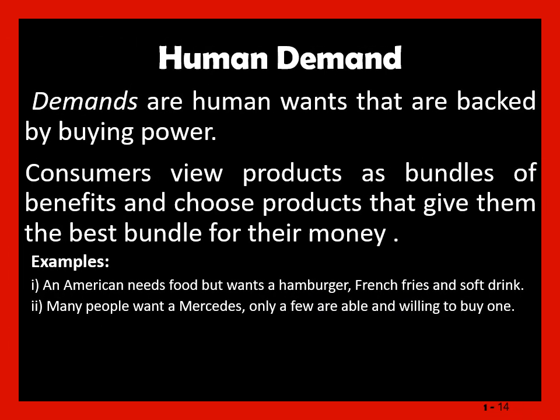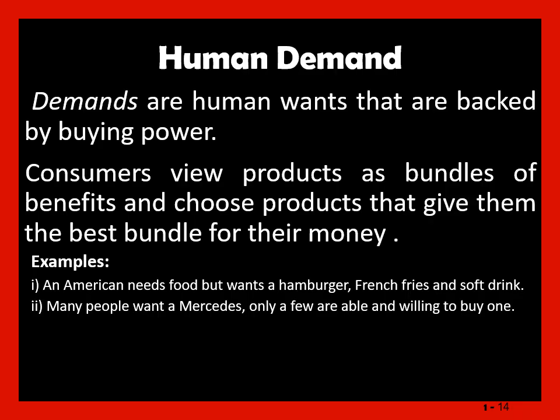Demands are human wants that are backed by buying power or purchase power. Consumers view products as a bundle of benefits and choose products that give them the best bundle for their money. For example, an American needs food but wants a hamburger or french fries. Let's talk about one more example.